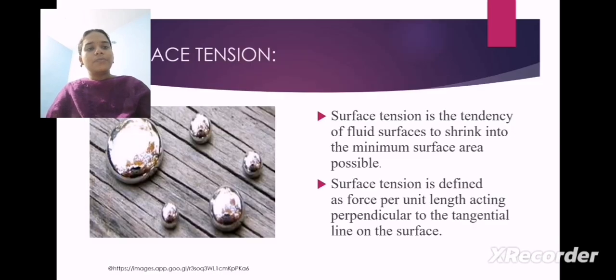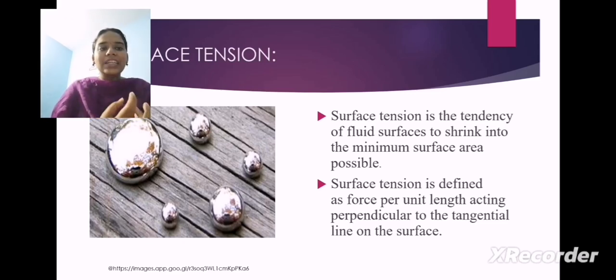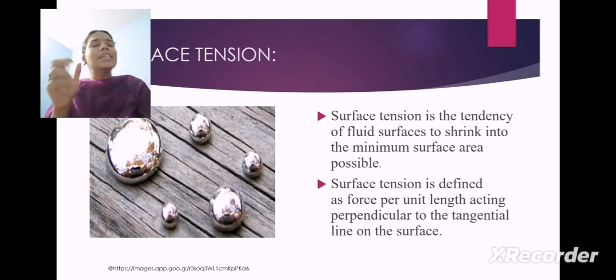So, surface tension. Tension is the tendency of fluid surfaces to shrink into the minimum surface area possible. I believe that you have seen mercury, right? The white liquid that is used in thermometers, and if you have ever seen welding or soldering, you have seen the lead.